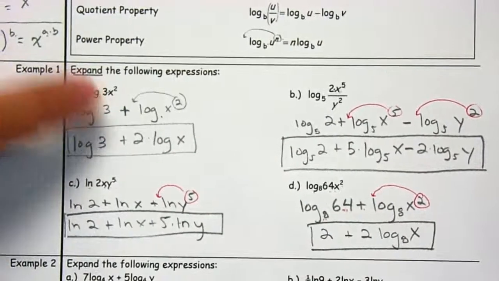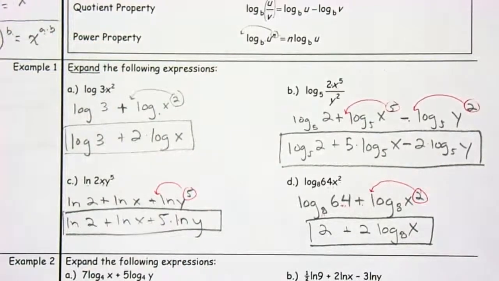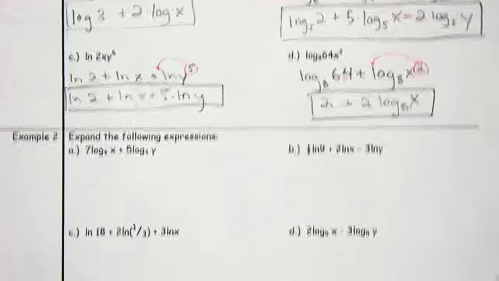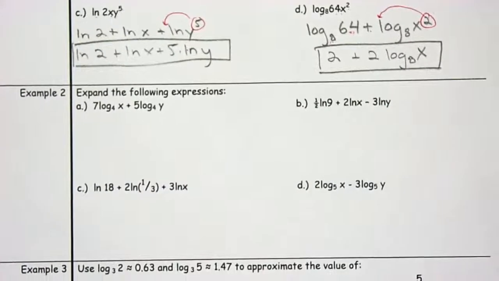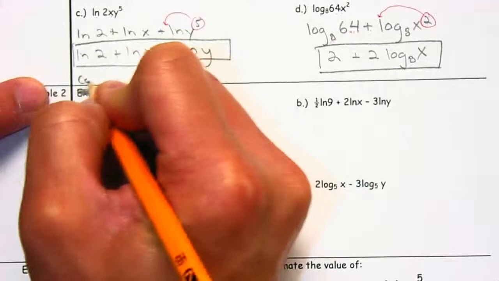So that's expanding logarithms. Multiplication turns into addition. Division turns into subtraction. Drop the exponents down to the front. Alright, so let's look at example 2. This one has the wrong directions. This should say condense. So now we're going to go the other direction.